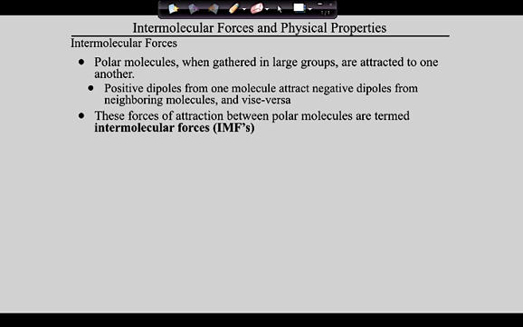So here's what we know. Polar molecules have positive and negative dipoles. We represent them with arrows. These positive and negative dipoles in these molecules actually attract each other. And when they do, they create forces that we call intermolecular forces, or IMFs. You guys good to there? You're writing.